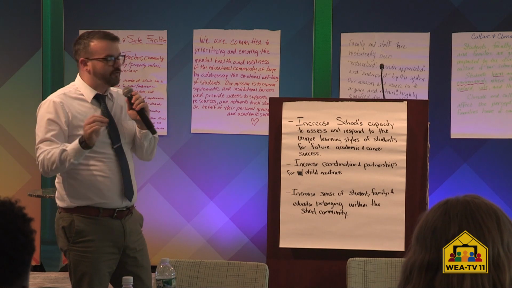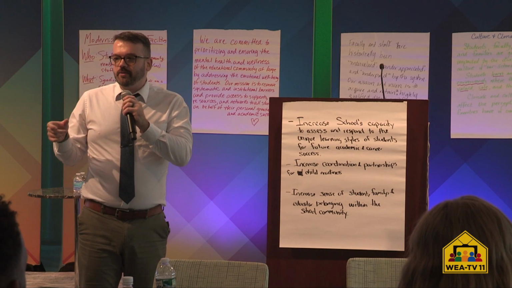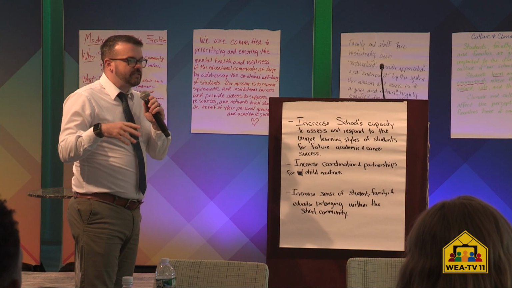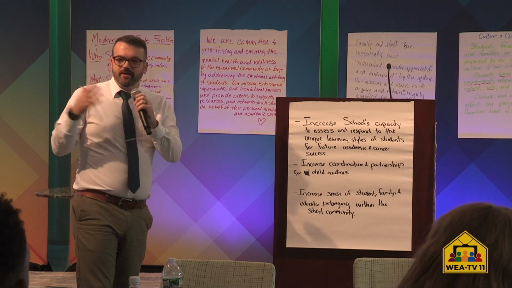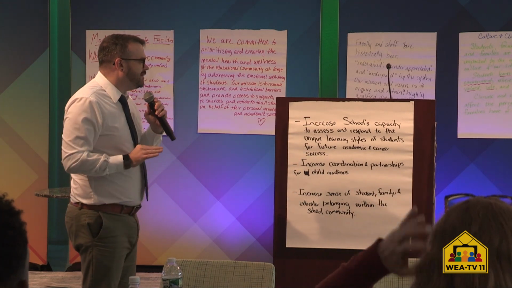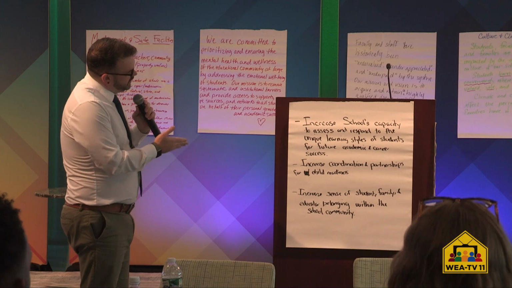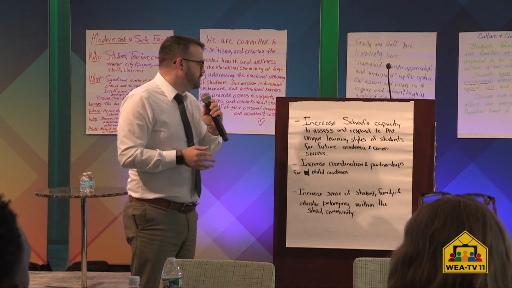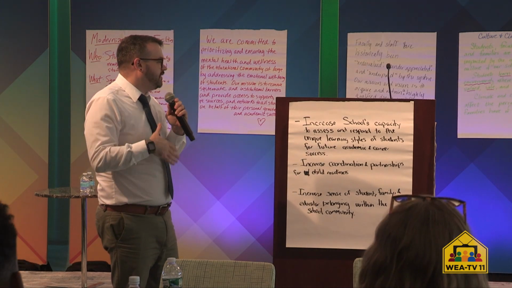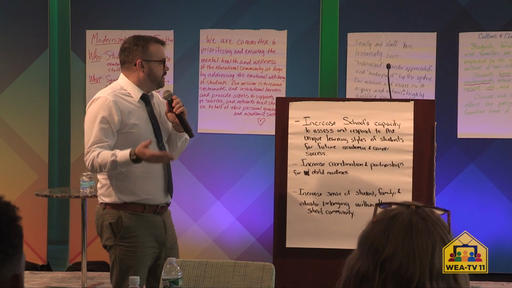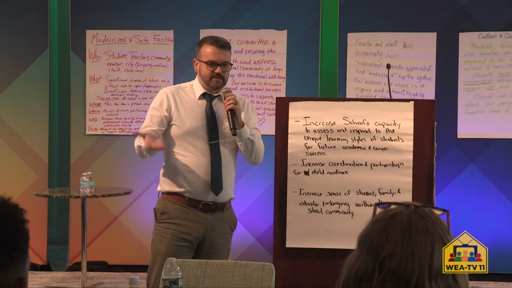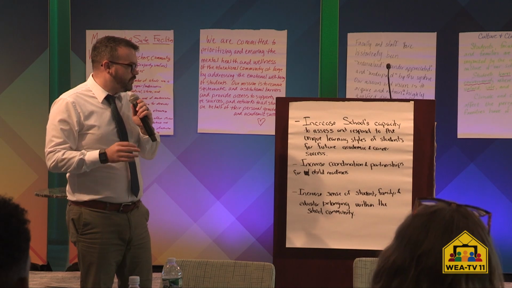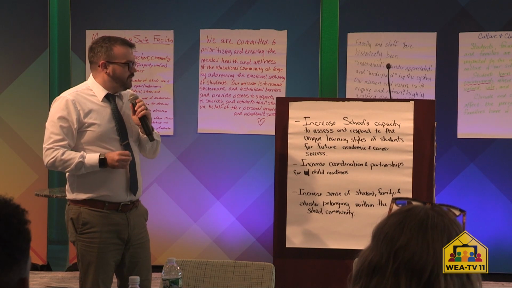So our goal here is the equitable resources and educational programs, and we really felt our divergence happen in our group, which focused on 3 aims, and one of them is an incomplete sentence. So we need to increase schools' capacity to assess and respond to the unique learning styles of students for future academic and career success. Our second one is to increase coordination and partnerships for child readiness.